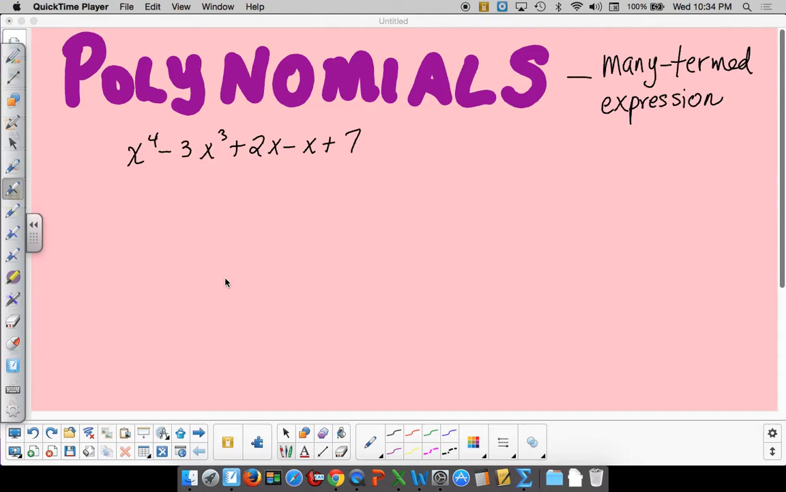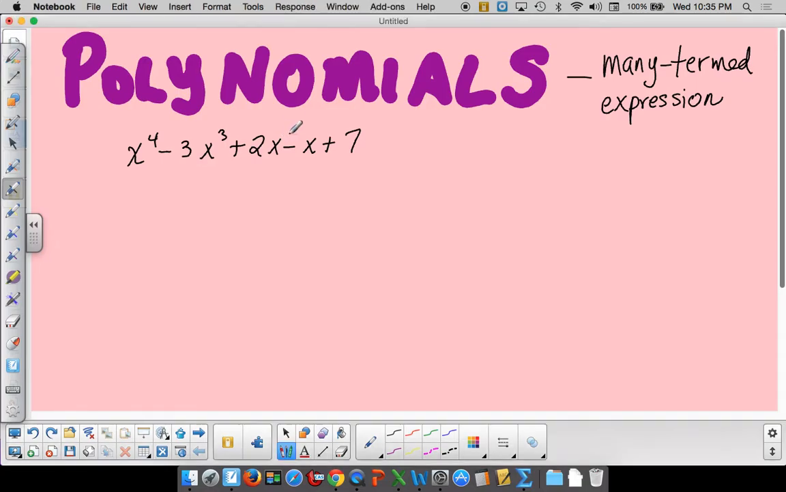You may recall that poly, back from geometry, polygon meant a many-sided figure. So a polynomial is a many-termed expression. However, even though we say it's many terms, a polynomial can be just one term. So this example I have here on the board of x to the fourth minus 3x cubed plus 2x squared minus x plus 7, that's what you typically think of as a polynomial.